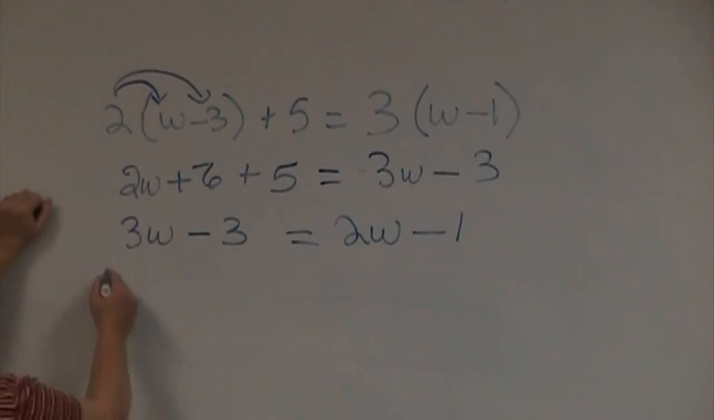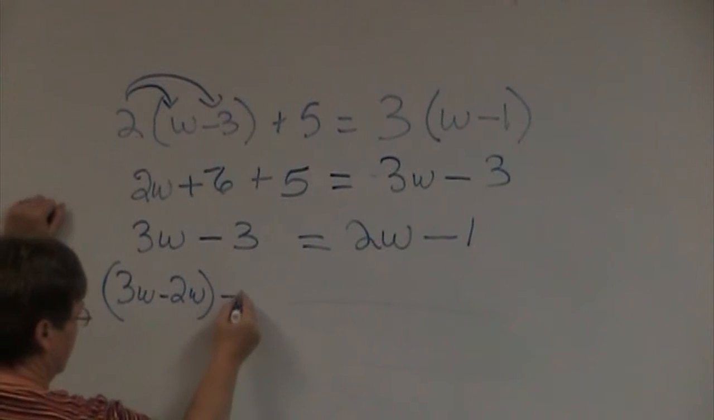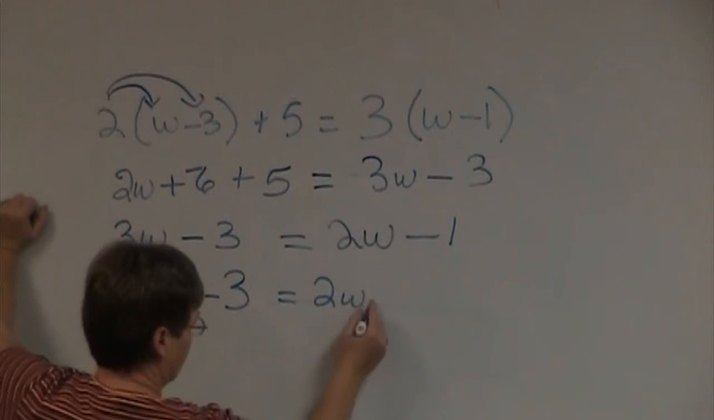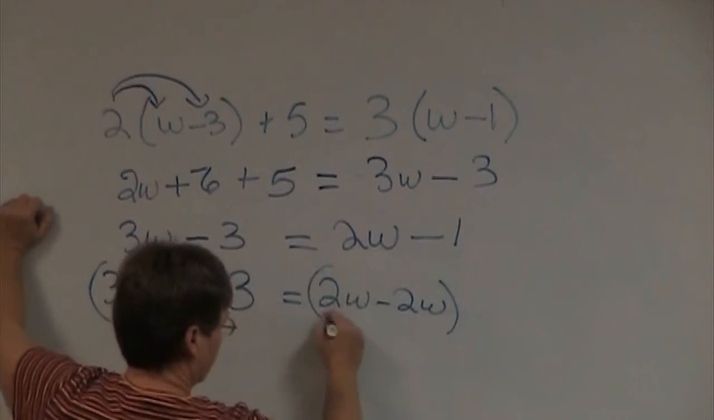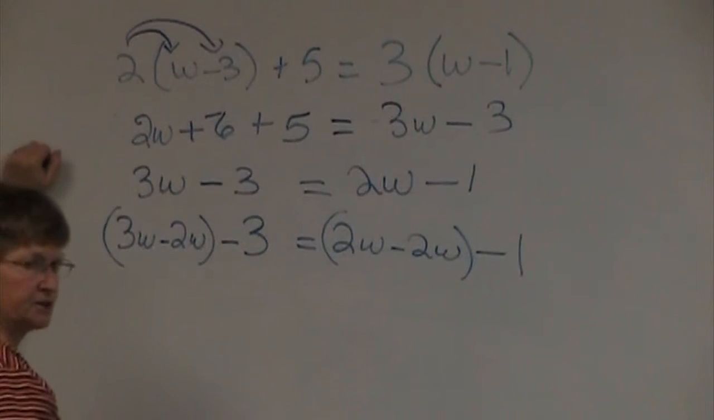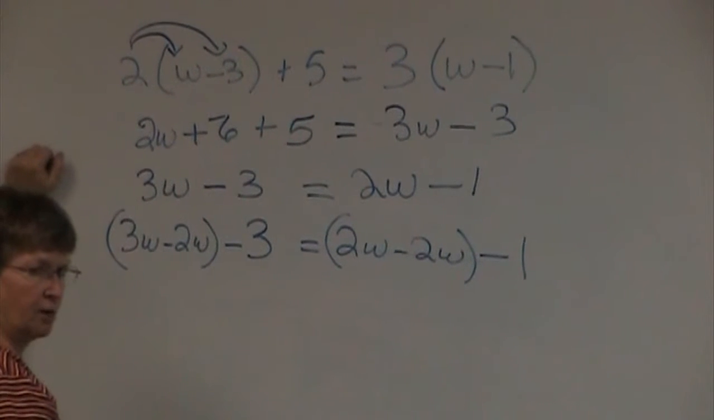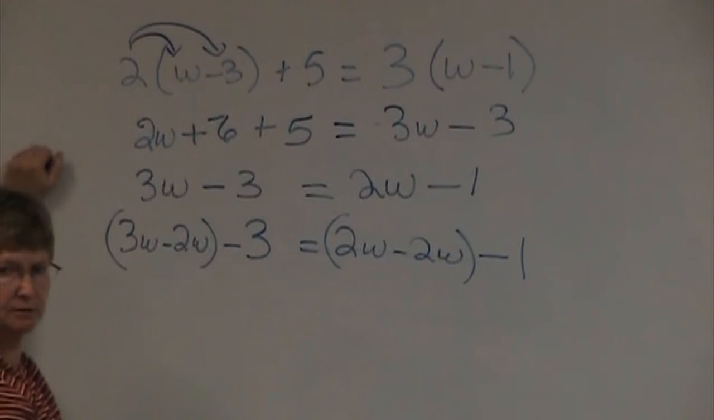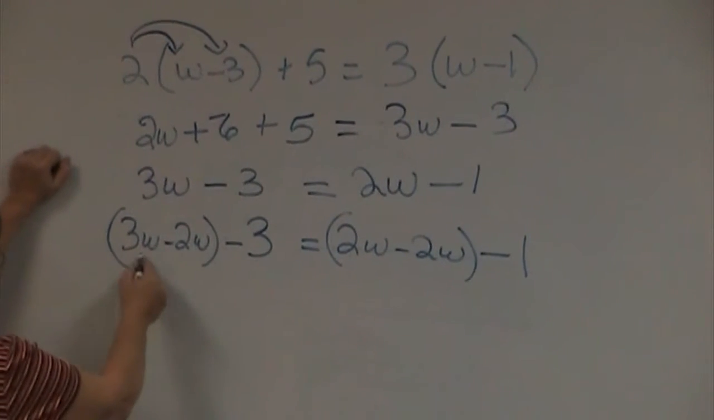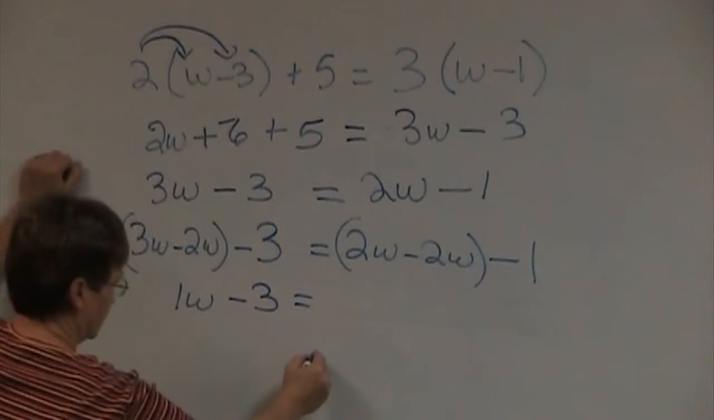3W minus 2W. Good? Minus 3 equals 2W minus 2W and minus 1. Okay? All right, you see what he did? You understand, Brandon? Subtracted 2W from both sides. Hunter Rantham. Yes. Do your parentheses now. What do you get here? 1W minus 3 equals negative 1.